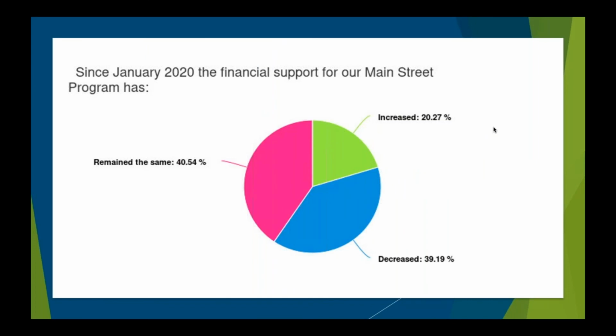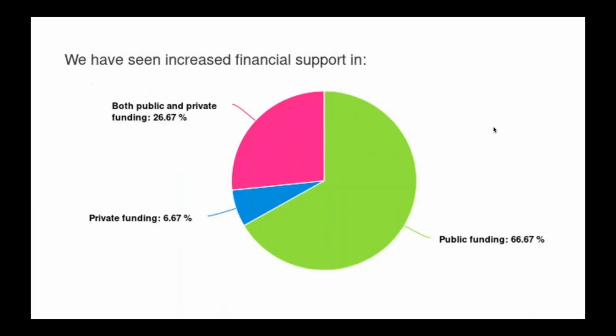We asked this question in the survey: since January 2020, the financial support for our Main Street program has... You can see the answers here: 40% decreased, 41%-ish remained the same, and a small 20% increased. And so, I look at this and I think this isn't bad. Considering 2020, this isn't bad. To see the decrease that much is a little bit worrisome. But when you look at the majority of it remaining the same or increasing, that's us still staying right side up. For those who saw an increase in financial support, this is the breakdown.